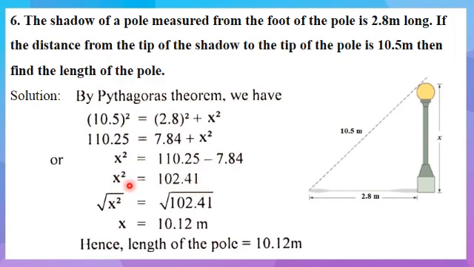To remove this square sign, apply the square root on both sides of equality, and the square and square root will be cancelled out, and the square root of 102.41 is equal to 10.12, which is exactly the length of the pole. So we can say that the length of the pole is equal to 10.12 meter.